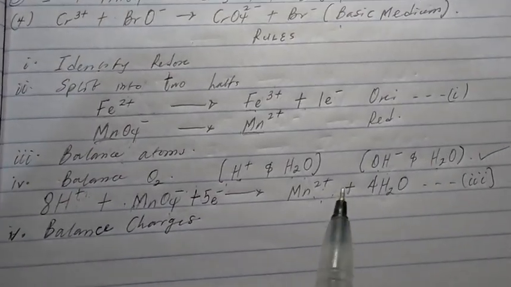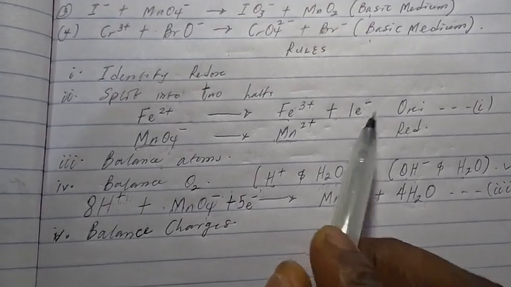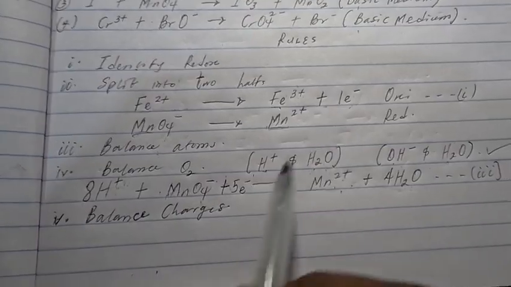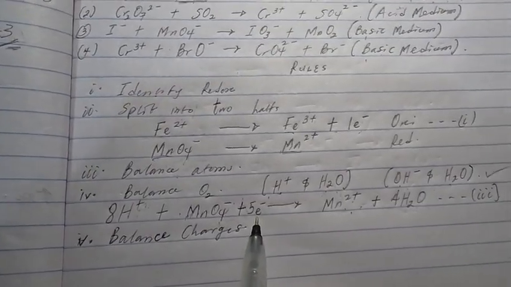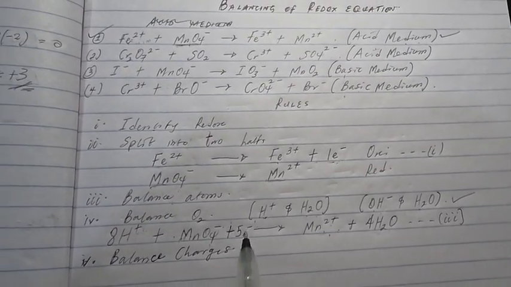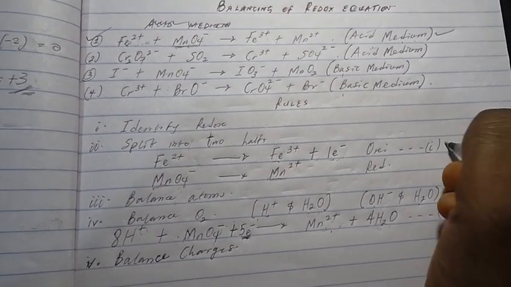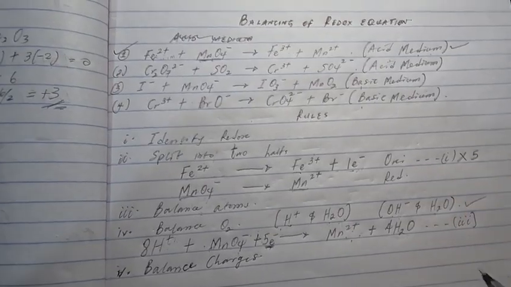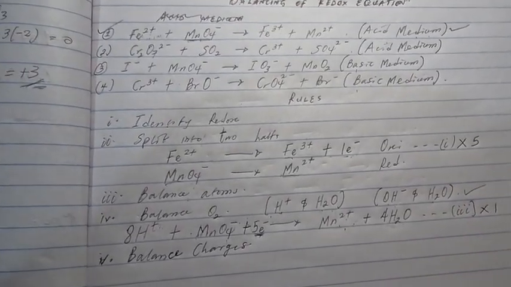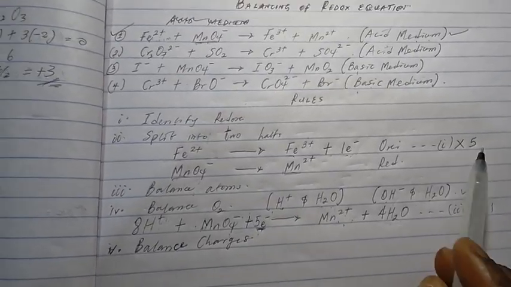You now want to make sure that after you have done that, the number of electrons here, that means the number of electrons lost, is equal to the number of electrons gained, and that's why we call it redox. So now the number of electrons here, you want it to balance the number of electrons here. So what do you do? You will multiply this equation by 5 and you multiply this one by 1.